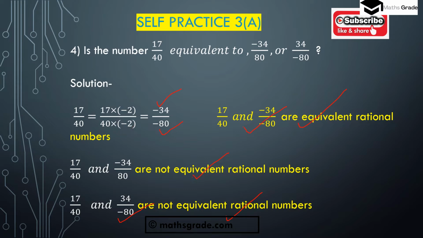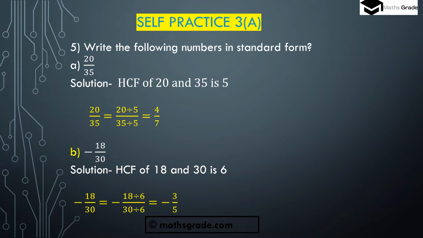So minus 34 divided by 80 and 34 divided by minus 80 are not equivalent to 17 divided by 40. Now we solve question number 5. Question number 5 is write the following numbers in standard form. First bit is 20 divided by 35.